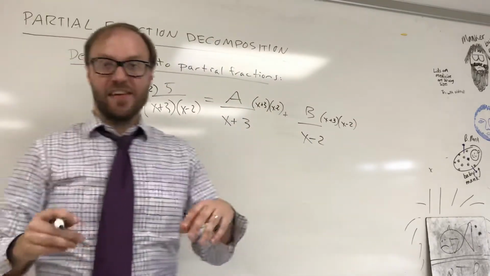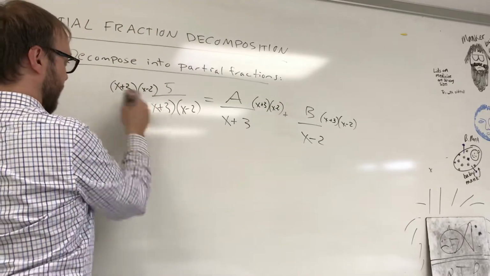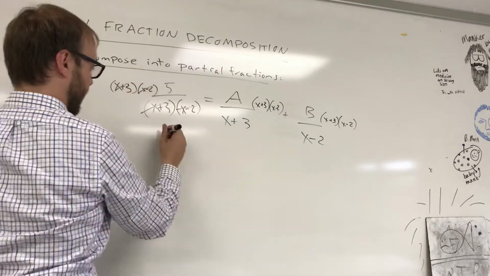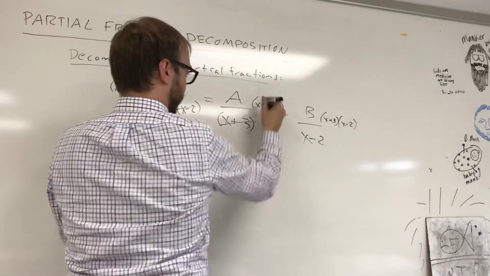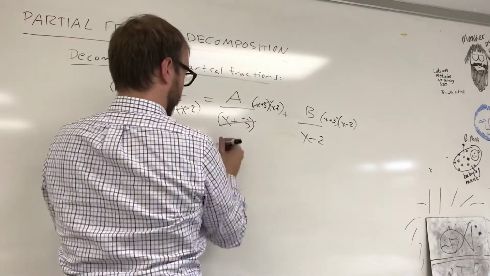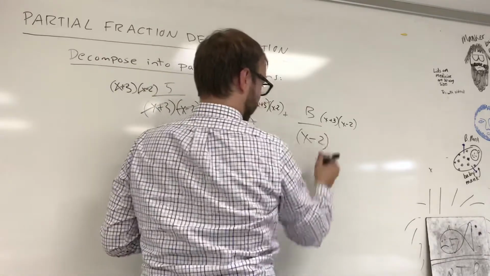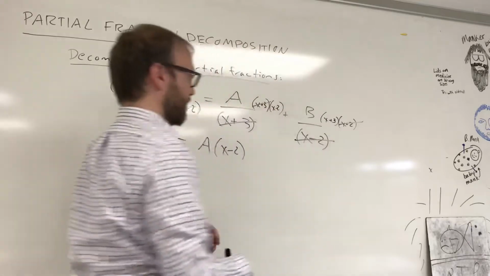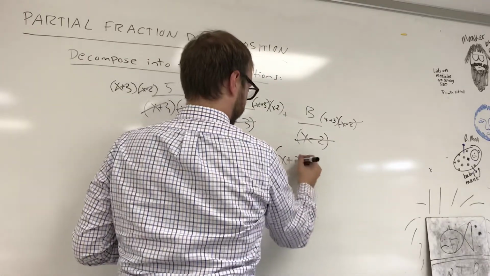The whole idea here is to knock out all the denominators. So both of these divide into both of these. This stuff's all gone. We're just left with 5. Over here, the x plus 3 cancels the x plus 3. We're left with a times the quantity x minus 2. Here you can divide an x minus 2 out of the bottom and an x minus 2 out of the top, and we're left with plus b times x plus 3.